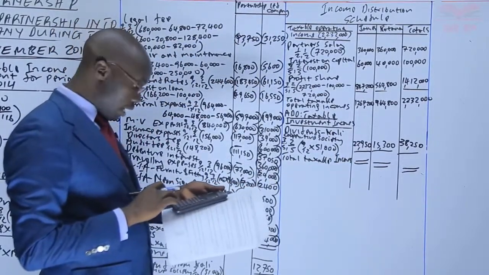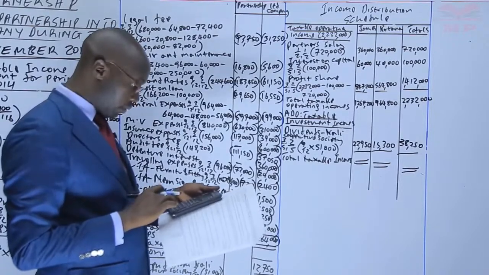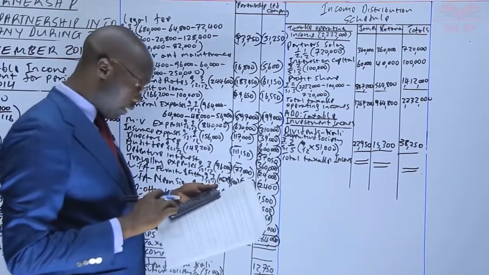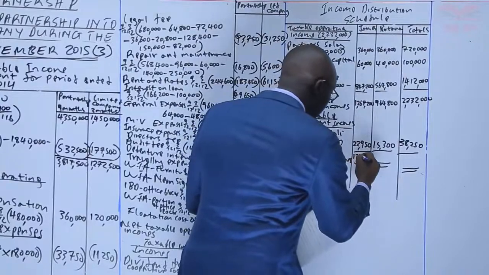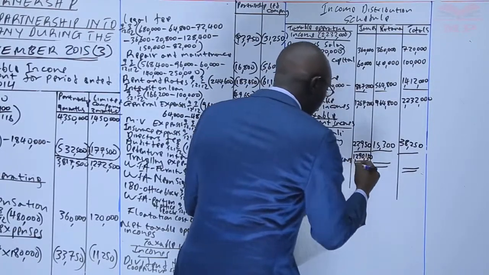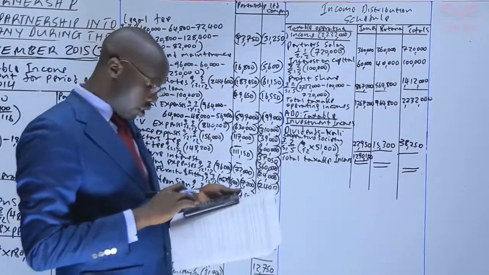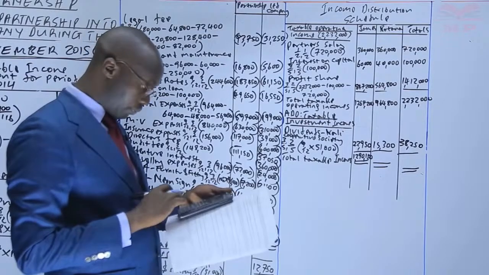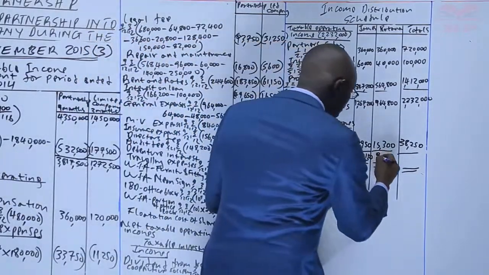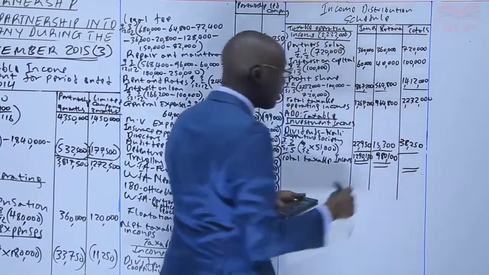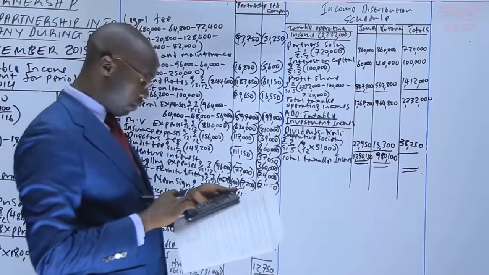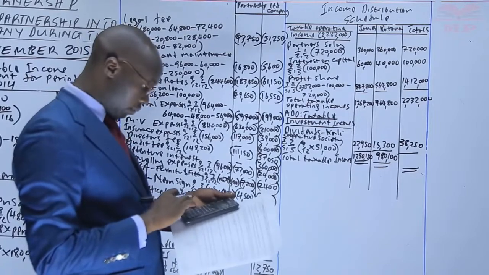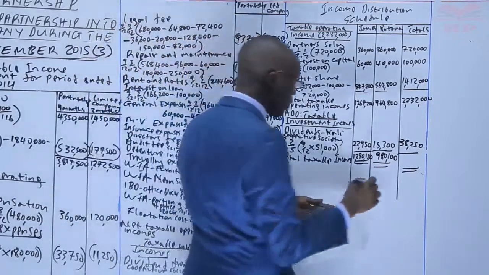So 1,267,200, and then we add 22,950. That gives us 1,290,150. The other one is 964,800, and then we add 15,300. That gives us 980,100. And then we can also get the total 2,232,000, and then we add 38,250. That gives us 2,270,250.